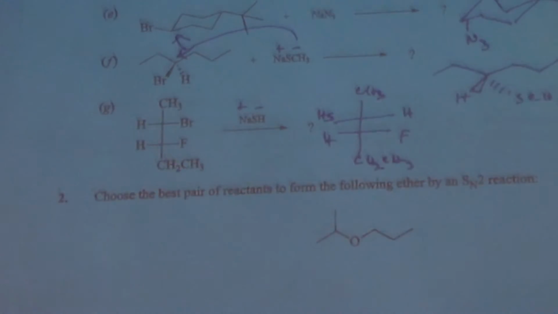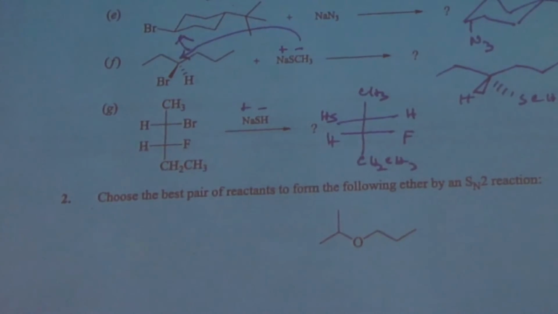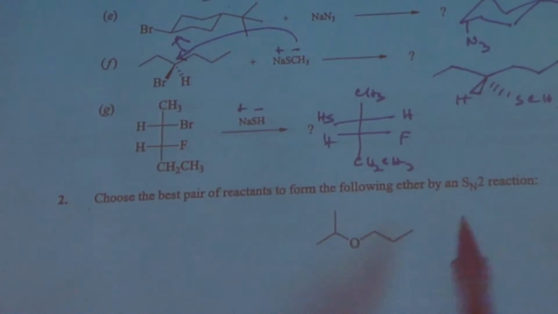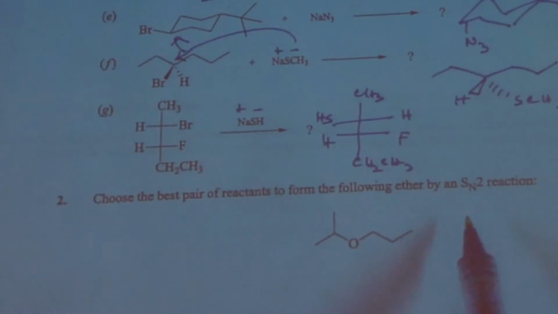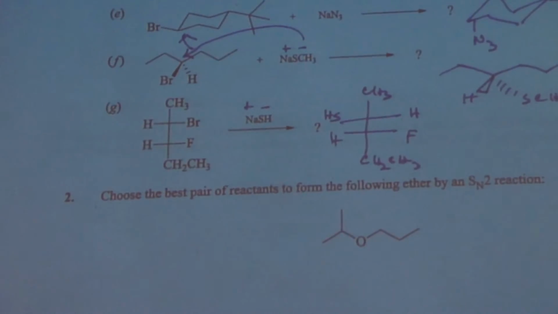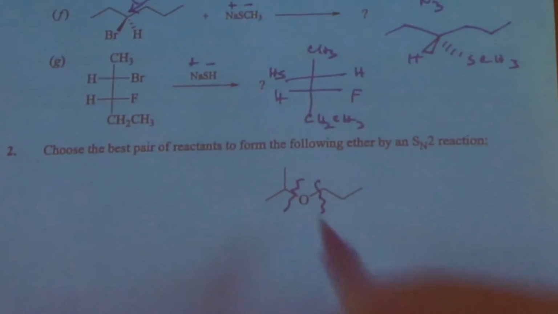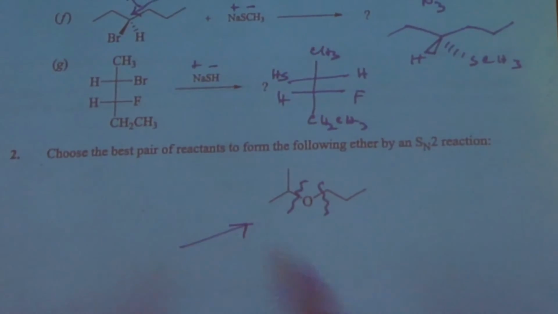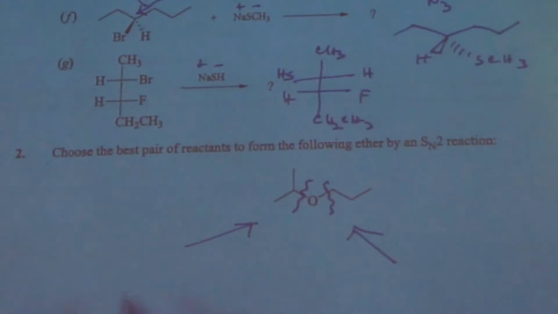Next problem asks you to choose the best pair of reactants to form the following ether by an SN2 reaction. So you have two different choices. You can cut it here or here. And so let's see which one we would like to do.